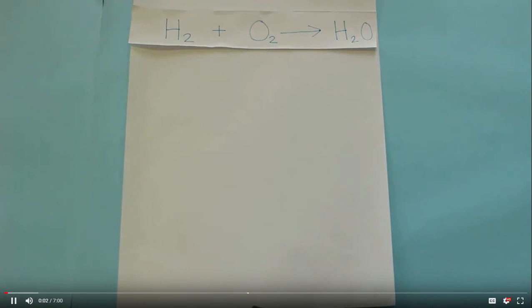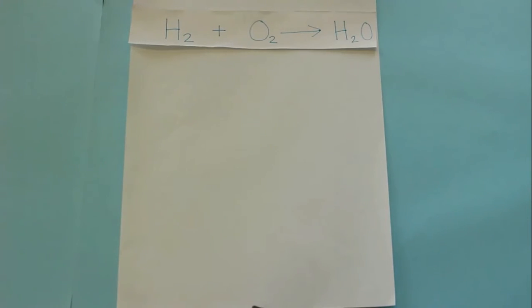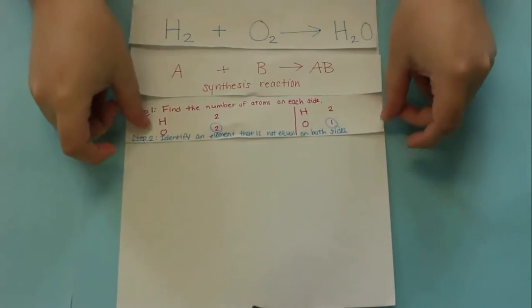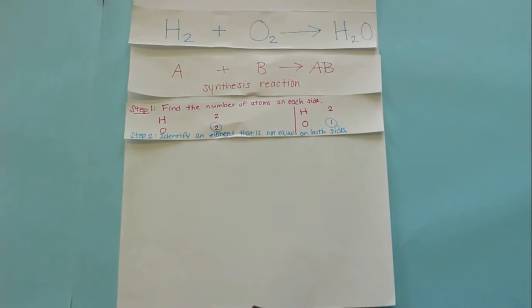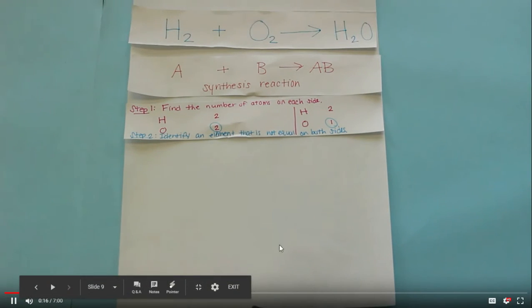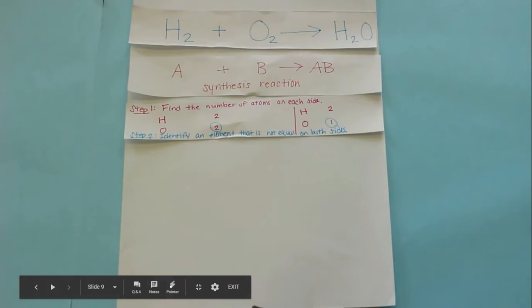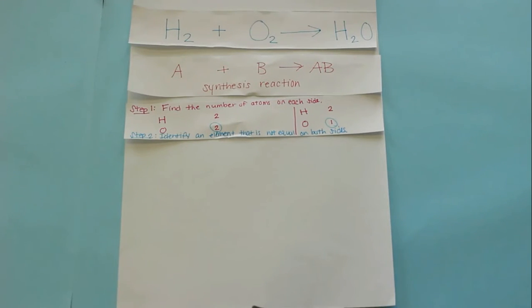Okay, so our first example is H2 plus O2 yields H2O, and this is an example of a synthesis reaction because we have A plus B yields AB. And our step 1 is find the number of atoms on each side. So in this case we have 2 hydrogens on the reactant side and 2 oxygens on the reactant side and 2 hydrogens on the product side and 1 oxygen on the product side.